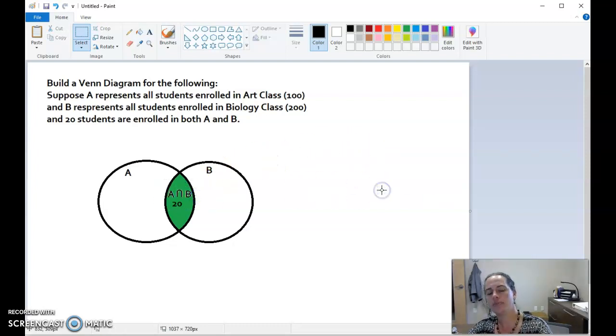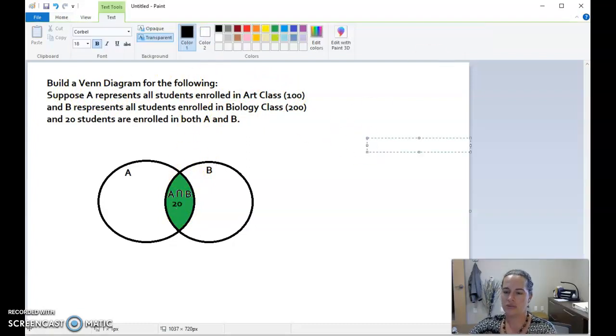So A intersection B, they told us, is 20. But how much does that leave for just the white part of A? If I'm taking away those 20 students, how much does that leave for the white part of A? Well, we said originally A had 100 students in it, and this green is going to take away 20 of those. So if we do 100 minus 20, that's going to give us 180.